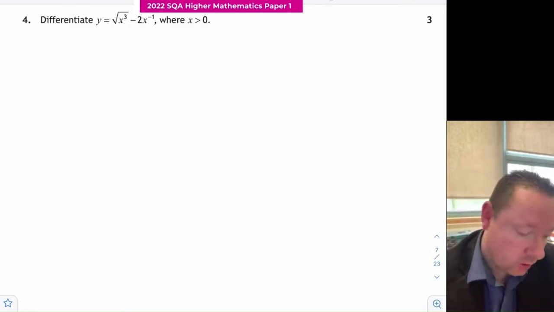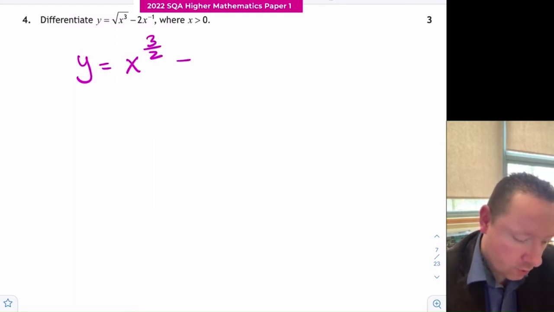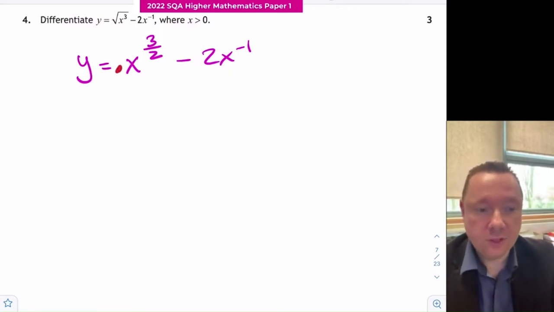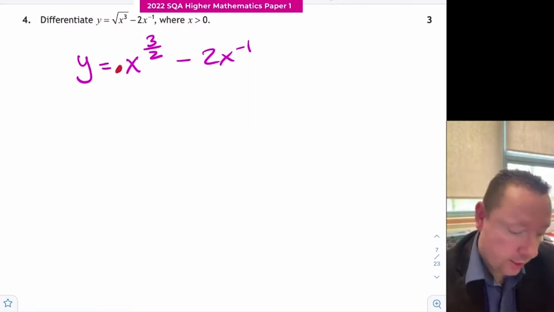So our first step, or our first mark, is to rewrite the square root of x cubed as x to the 3 halves. And we've still got minus 2x to the minus 1. If we've written that, we get a mark there for this x to the power of 3 halves. We now need to differentiate our terms.